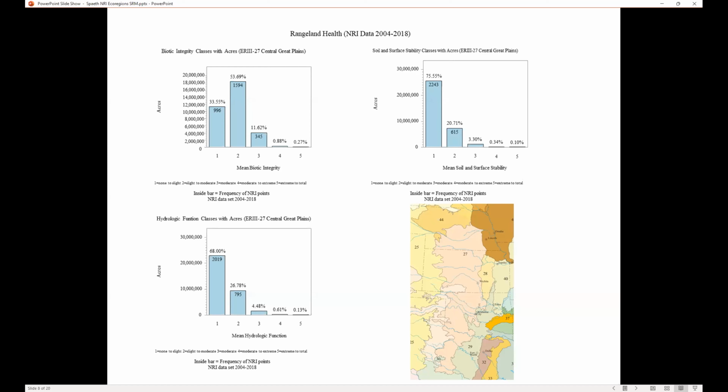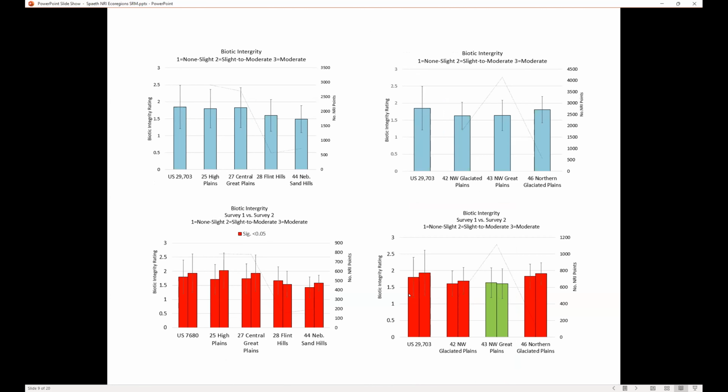And then there's the map of 27, which expands through Oklahoma, Texas, Kansas, and Nebraska. So it's a quite large ecoregion. Okay, we're just going to look at biotic integrity across some of these Central Great Plains, and you can see that we're somewhere between none to slight, slight to moderate for these 4 ecoregions. And we move up into the north, and we see the same trends there.